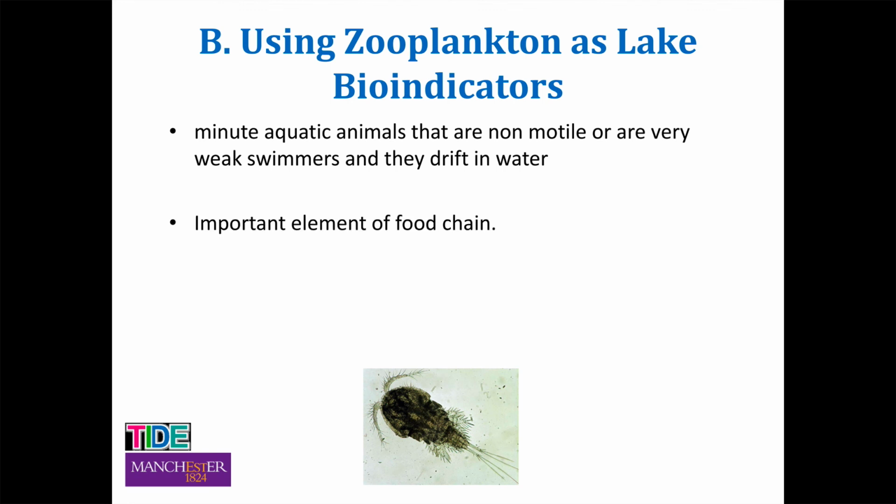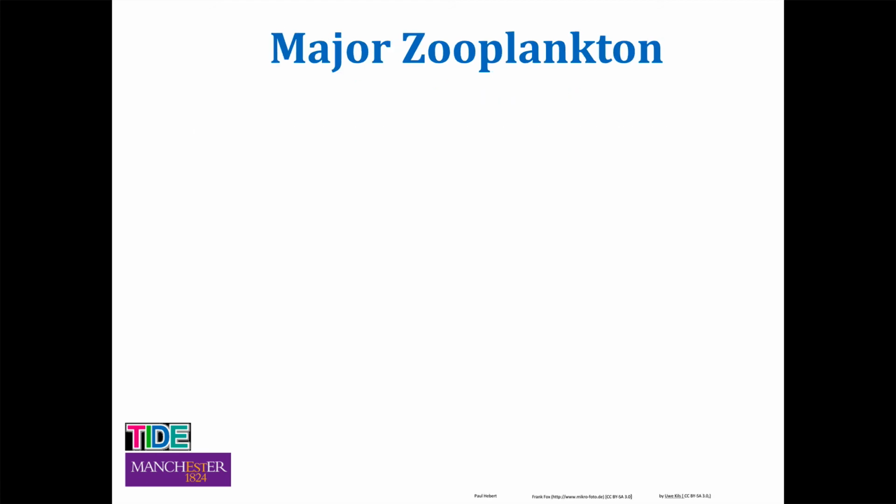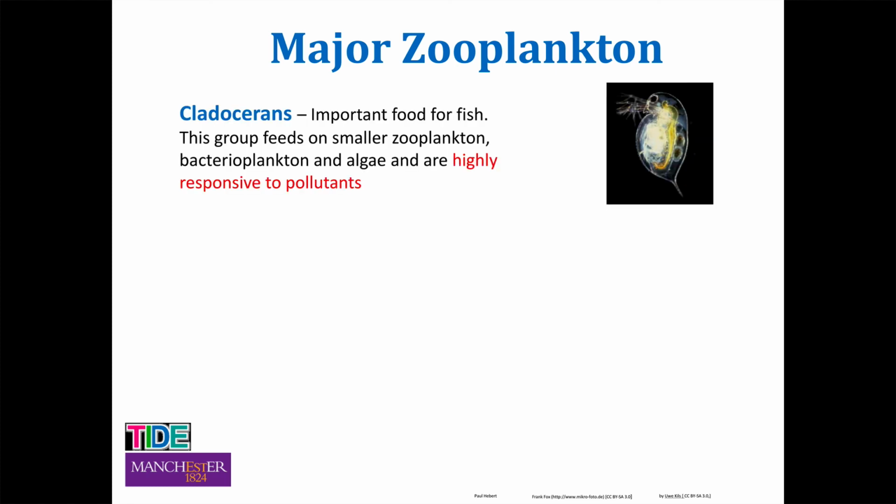They're an important element of the food chain because a lot of fish eat these zooplankton. They're a form of fish prey. And the zooplankton community is composed of highly sensitive organisms that respond to a large number of environmental changes in a relatively short period of time. It can even be hours. So let's have a look at the major zooplankton that we could actually monitor.